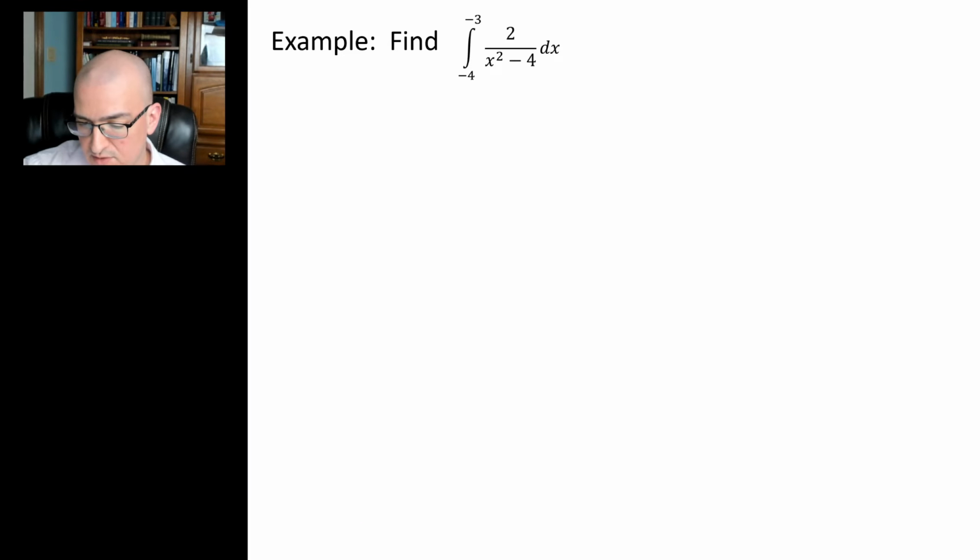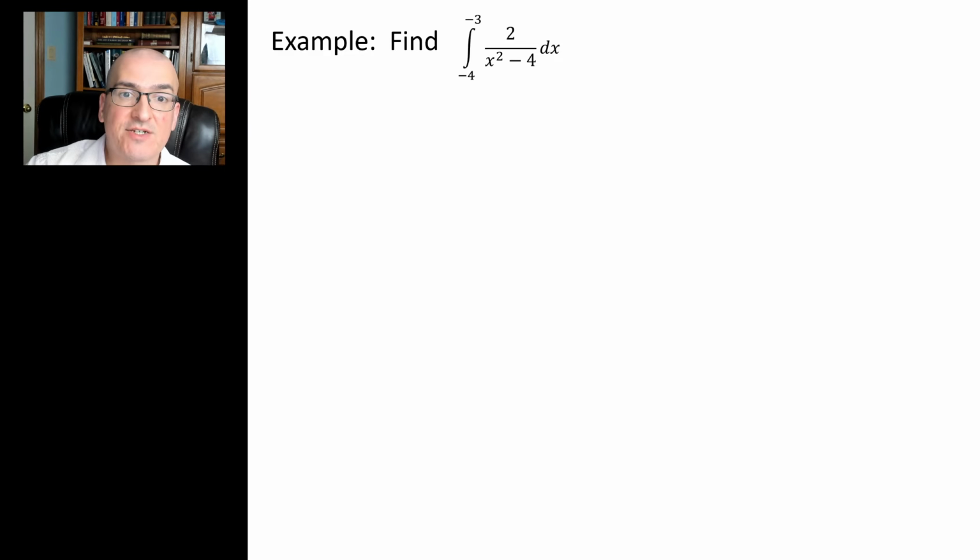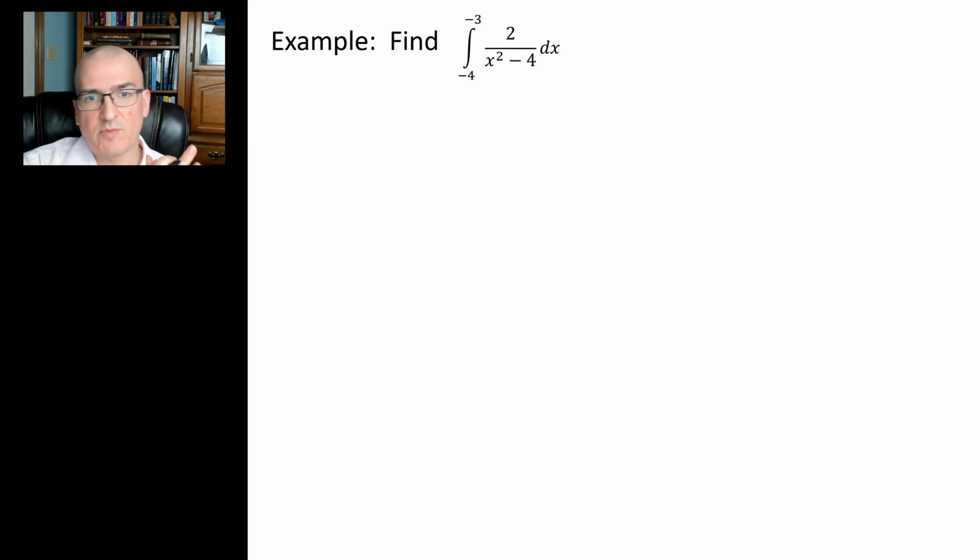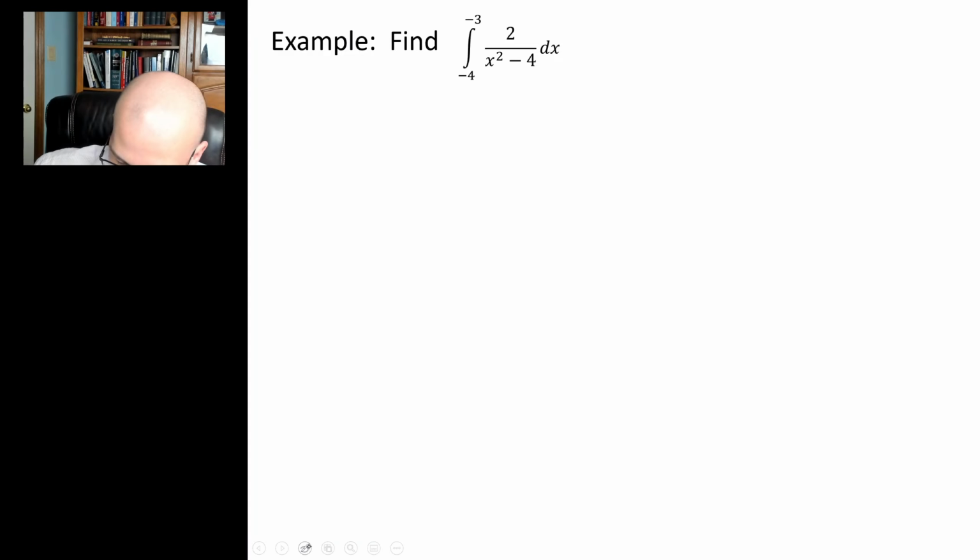We want to find the integral from -4 to -3 of this function, 2 over x squared minus 4, integrated with respect to x. And you know, if this wasn't in a section that was called partial fractions, you might try substitution. You might try, I'm going to let w equal x squared minus 4, or I'm going to let w equal x squared, and see where that leads. And it doesn't lead somewhere very nice. So I'm going to do what we did in the last example, step 1. I'm going to decompose.